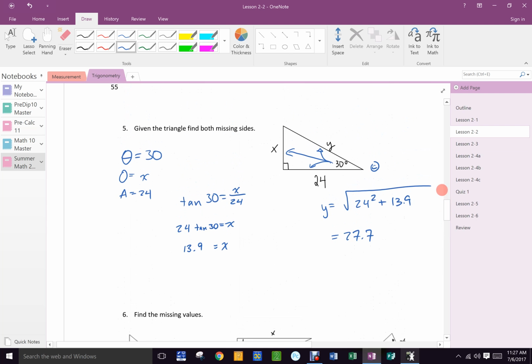You can't have 24 because you know this side's 24, so the answer has to be longer than 24. Did you get the 13.9? Did you square it? Did you add 24 squared? Did you square root the whole answer? Did you square root 24 squared? You forgot to hit equals because you square rooted 24 squared. That's why you got 24. Okay? Try it again.